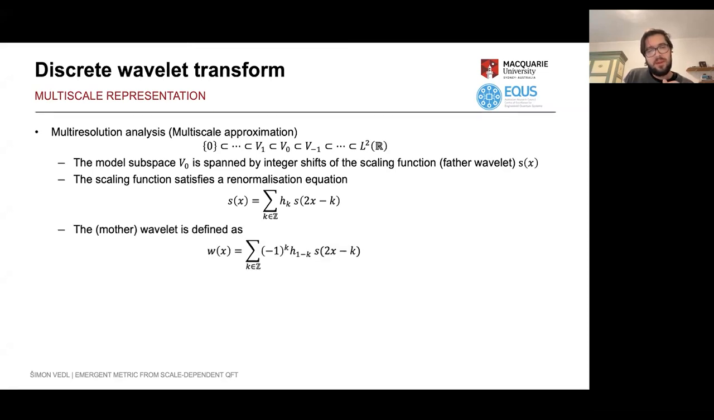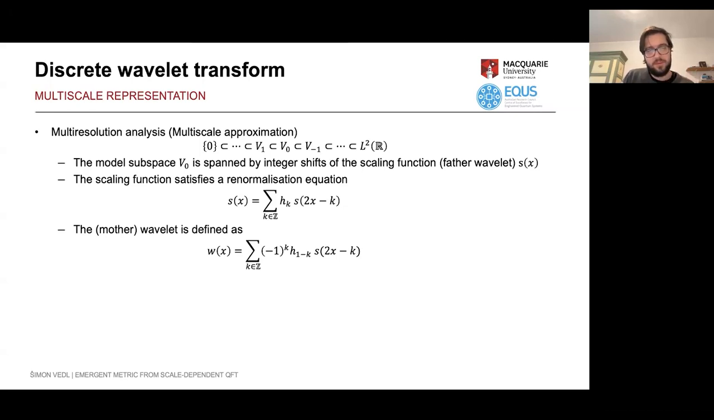Once you find those coefficients, you can use them to define another function, called the wavelet, the actual wavelet. This definition guarantees that the wavelet function and the scaling function are orthogonal to each other. I forgot to mention that the scaling function should also be orthogonal to its integer shifts. I think that's also a requirement.